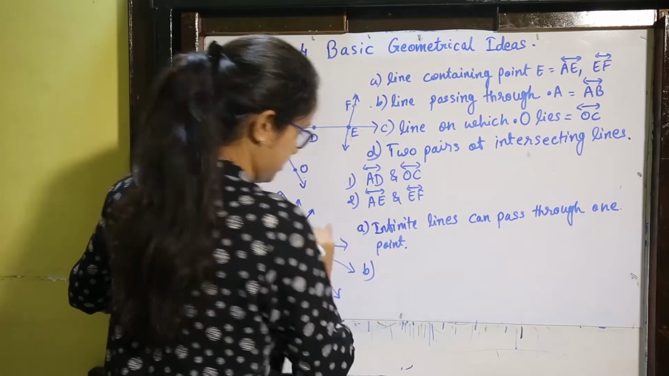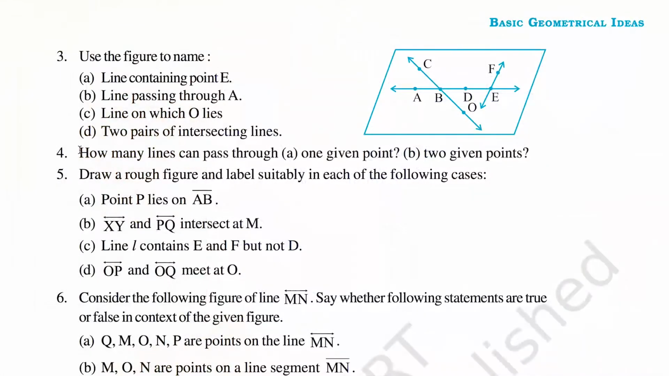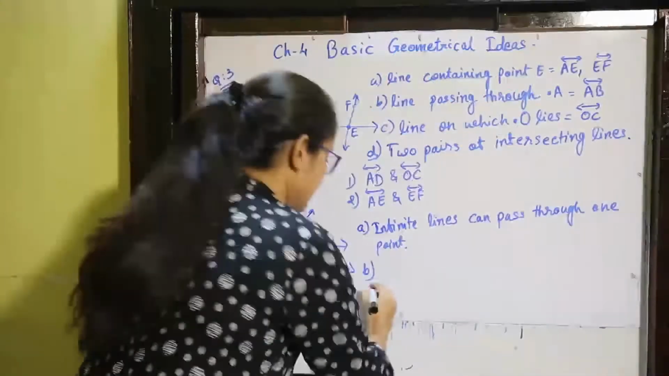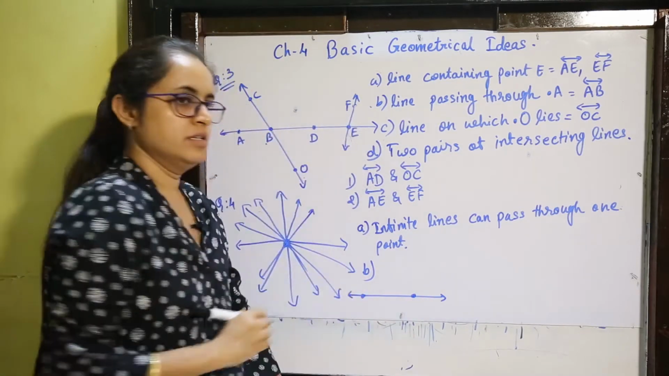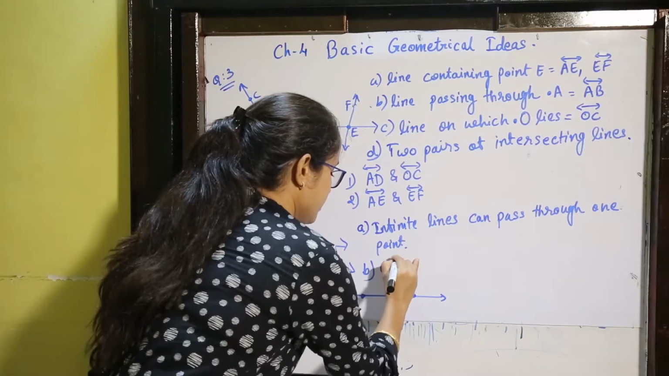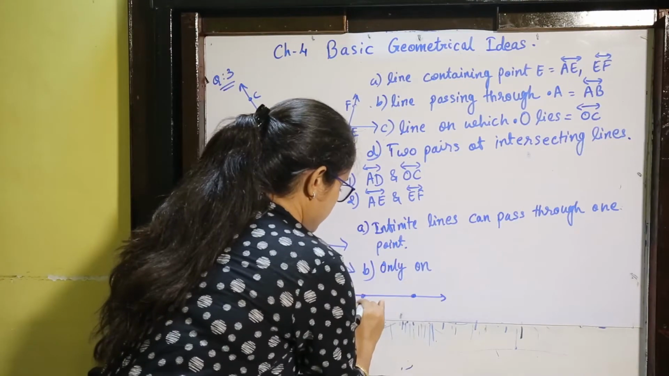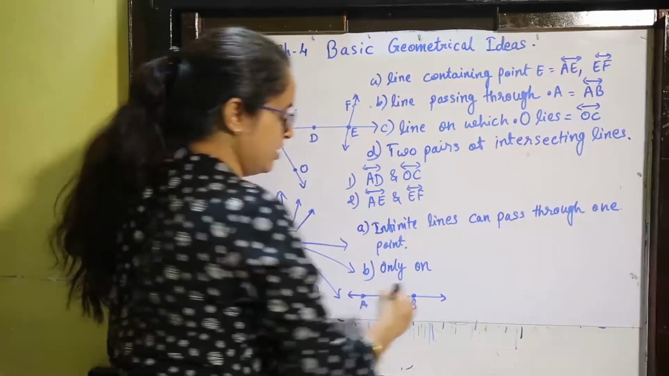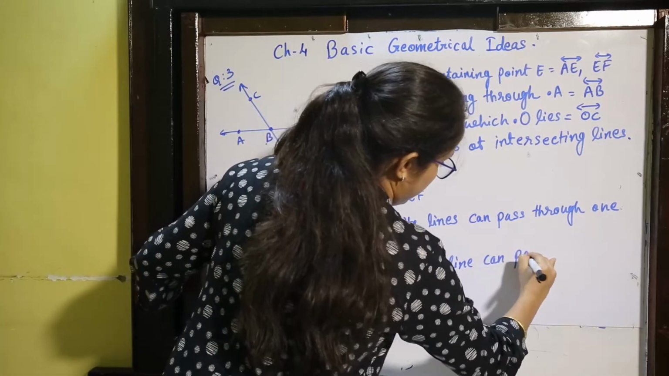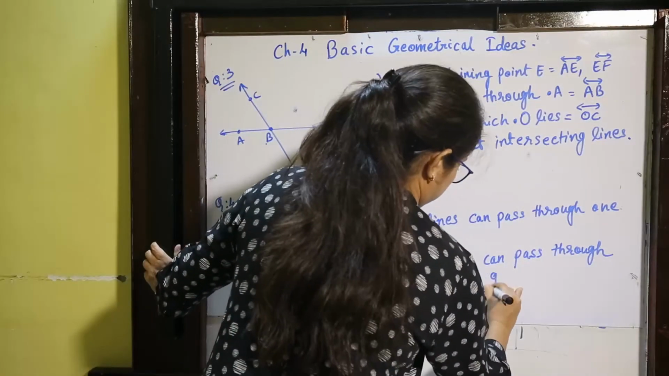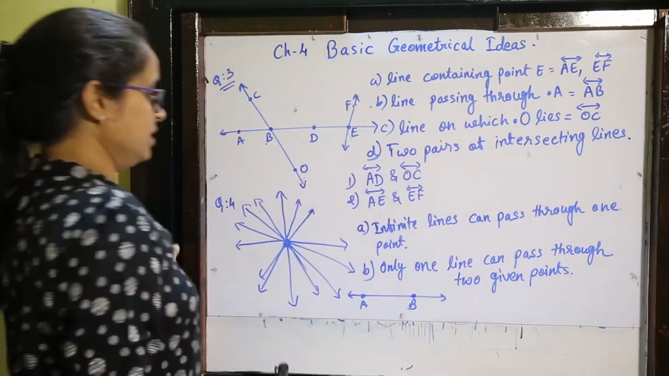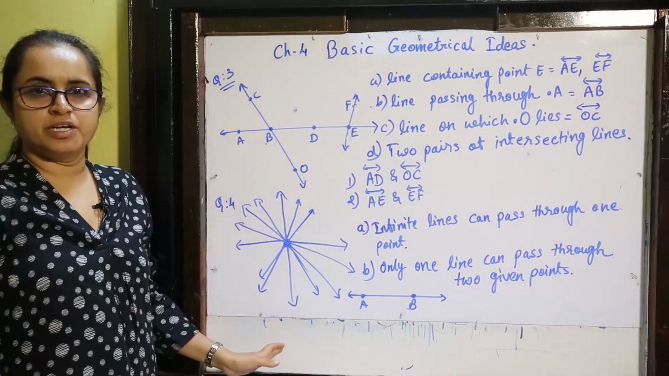And B is how many lines can pass through at two given points. Only one line can pass through at 2 points. So only one line, suppose this is line, okay, 2 points, only one line can pass through 2 given points. So that's the answer of question number 4.